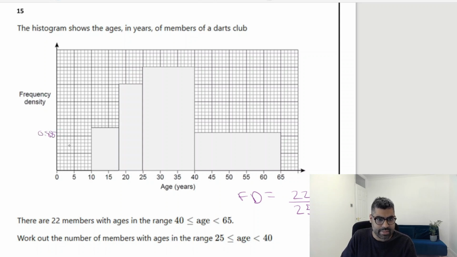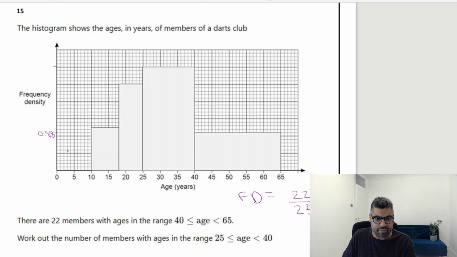Now, working backwards, we need to work out the number of members with ages in the range of 25 to 40. So this whole area between 25 to 40 here, we need to work that area out. That will give us our frequency, which will give us essentially the number of members. So in order to do that, we need the class width, which we know is 15, and we need to work out what frequency density to times it by. So if we have 0.88 and it's 11 boxes high, we need to see how many boxes high is it to get to here, and that will give us our frequency density.